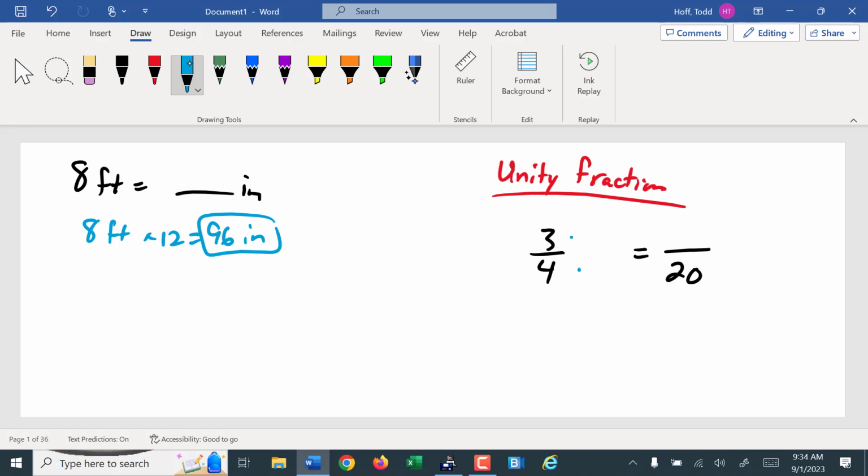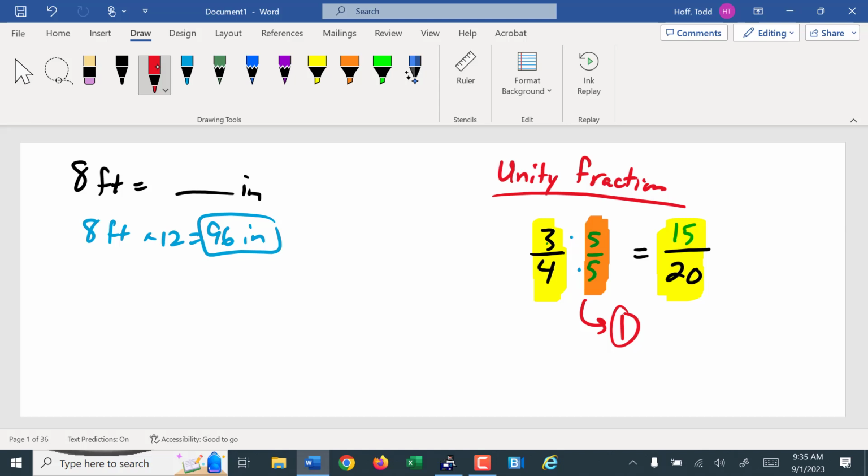Well, what do you multiply 4 by to turn it into 20? 5. So we have to multiply the 3 by 5 as well. 3 times 5 is 15. 15 20ths has exactly the same value as 3/4. The reason why is because we multiplied by 5 over 5. 5 over 5, of course, equals 1. That's the definition of a unity fraction. It equals 1. The numerator has the same value as the denominator.